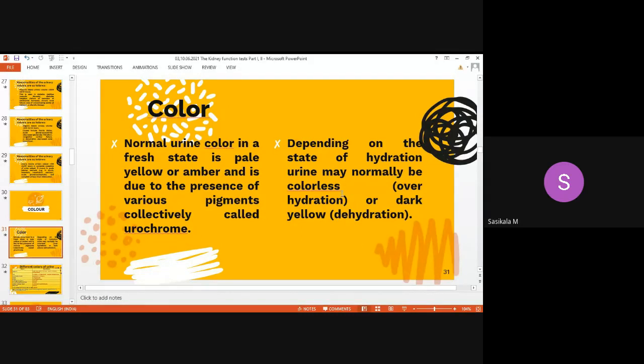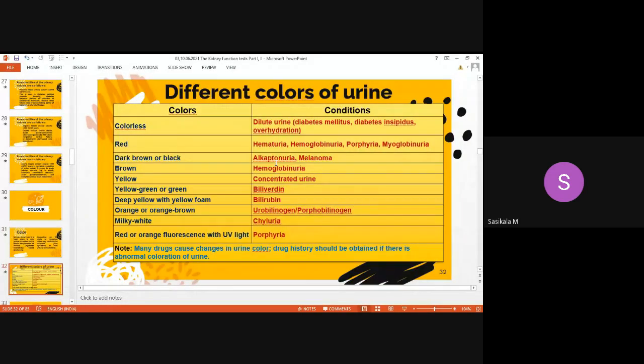It is very important for you people also. If you are getting hydrated more, that represents colorless urine passage. And if you are very much dehydrated, if you are not drinking fluids, you will find dark yellow, and these are very abnormal conditions. So you must drink optimum fluids. Optimum fluid intake must be there every day, in order to keep kidney function normal.